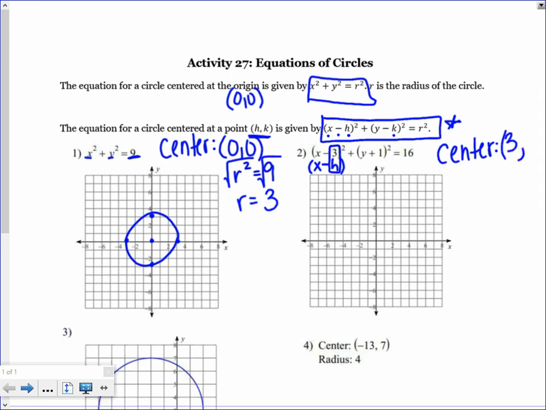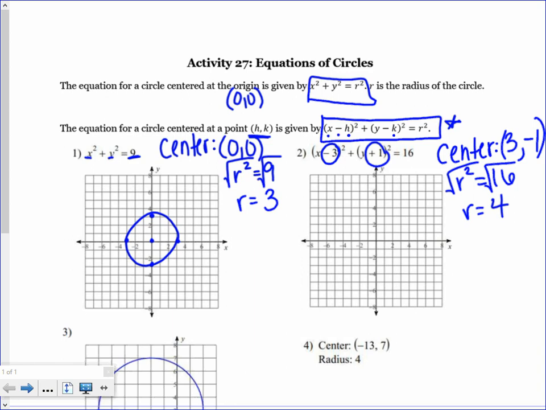If you are looking at these, it's always going to be x minus h and y minus k. So x minus 3, if you're having trouble seeing that the h is a 3, whatever number you have in your parentheses, you're just going to negate that. So negative 3 is going to become a positive 3. Over here, the y, it's going to become a negative 1. So our center is going to be (3, negative 1). Then our r squared is 16. So that means that our r is 4.